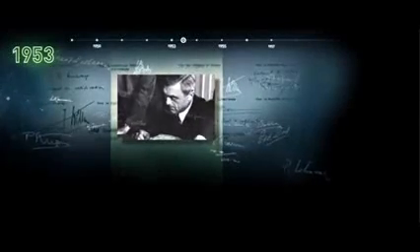The CERN convention is signed by 12 nations. Among the signatories are eminent physicists such as Niels Bohr and Werner Heisenberg. CERN comes into existence.